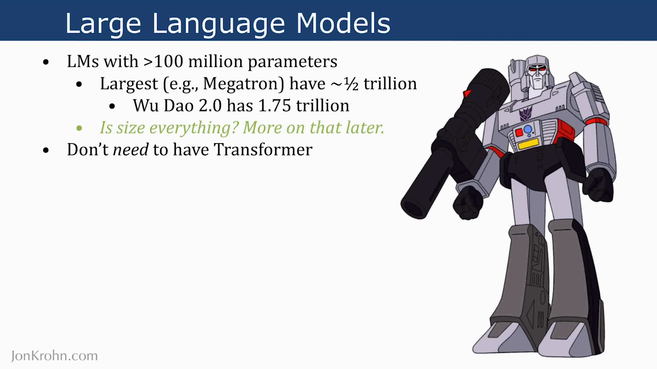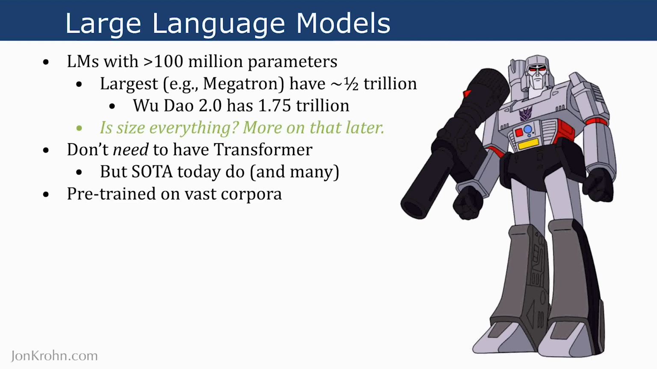Interestingly, although uncommon today, technically speaking, and I want you to be aware of this, a large language model doesn't need to have a transformer in it. But the state-of-the-art LLMs today do have transformers in them, and typically they have many transformers in them. LLMs, regardless of whether they're a transformer architecture or not, are pre-trained on vast corpora in order for them to work well.